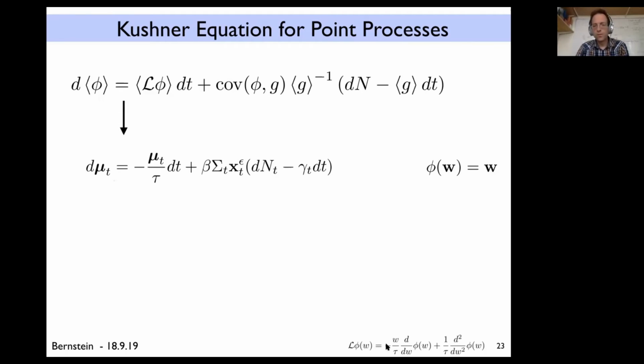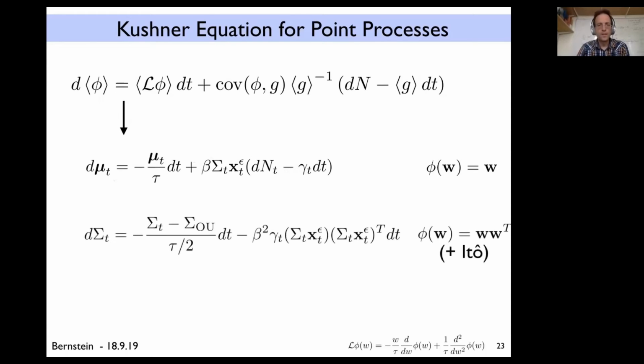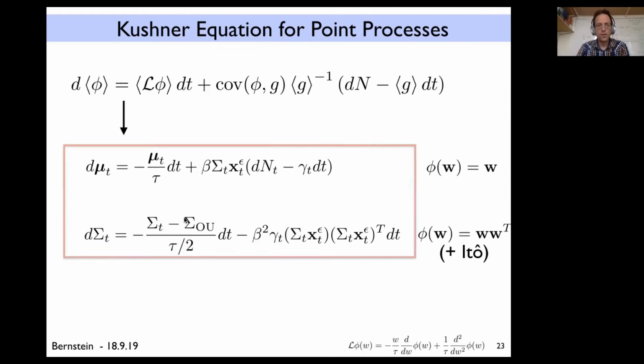Well, if phi is the identity, the derivative is 1. So you just have w, you take the expectation, it gives you mu, and you can just compute this term, and this is what it will give you. You can do the same for the second order: for phi you have w w transpose, and you use a bit of Ito's lemma. I'm not going into the details here, but just to say that you can use this Kushner-Stratonovich equation to derive the filter.